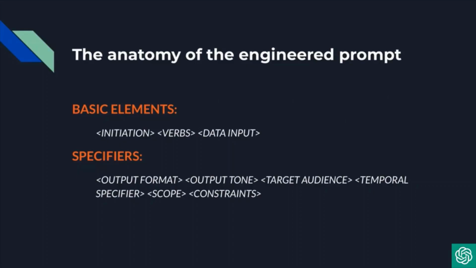First, we have the basic elements, which consist of initiation, verbs, and data input. Then, we have specifiers, which tell the generative model how you want the structure of the output to be. It's important to note that these are just classified names of different elements that are mostly ambiguous in their category in reality. This breakdown is just a way to think about a prompt. Prompt generation and engineering are more of a way of thinking, and we will discuss this in later lectures.